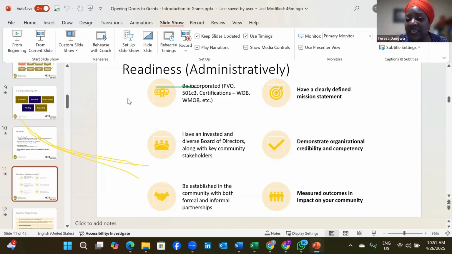Have you clearly defined your mission statement, or is your mission all over the place? Your mission statement must be concise and easily understood. Demonstrate organizational credibility and competence. How do you do that?